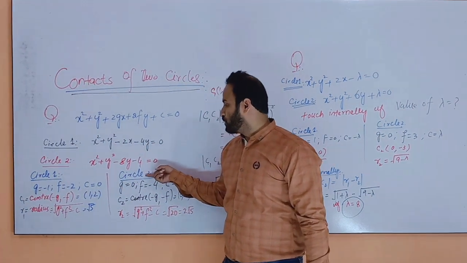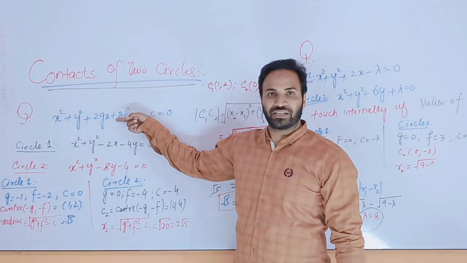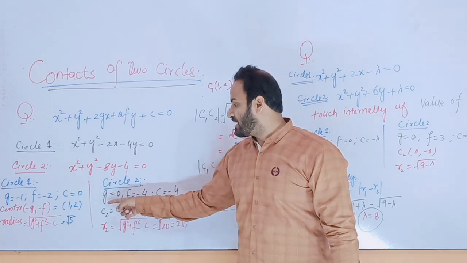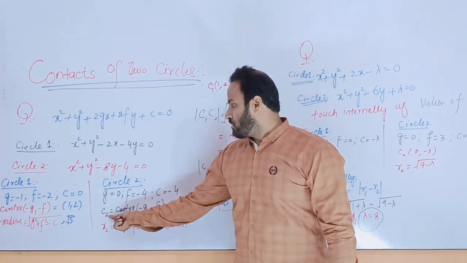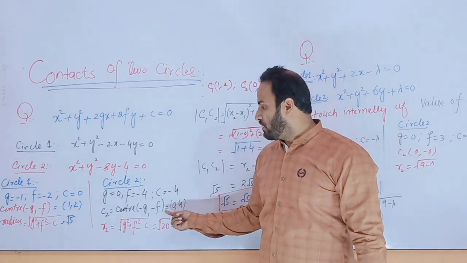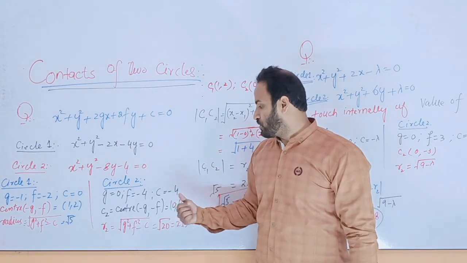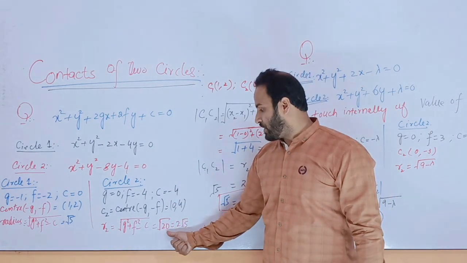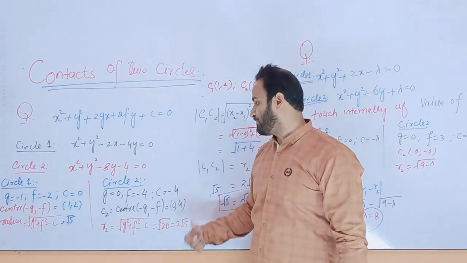Okay, for circle 2, same. You should compare this equation to the general equation of the circle and find g, f, c. The center c2 of circle 2 is (0, 4). The radius r2 for circle 2 is square root 20, which can be written as 2 multiplied by square root 5.